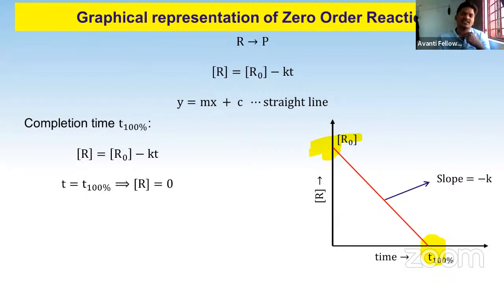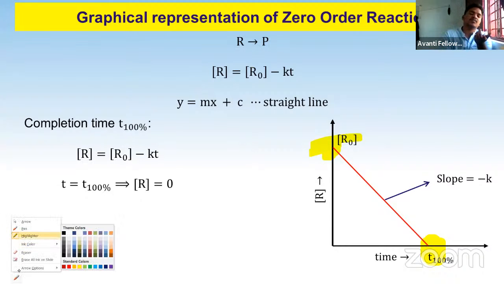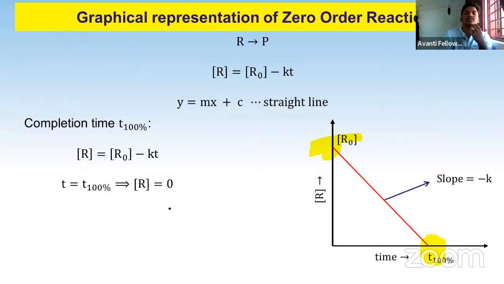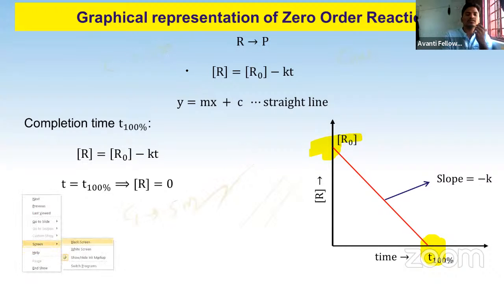100% means the final reaction. What does final reaction mean? Let me give you a simple example. Concentration C1 is 5 molar. I don't know why it's not coming. Why is it not coming? It's a kind of magic. I will show you.